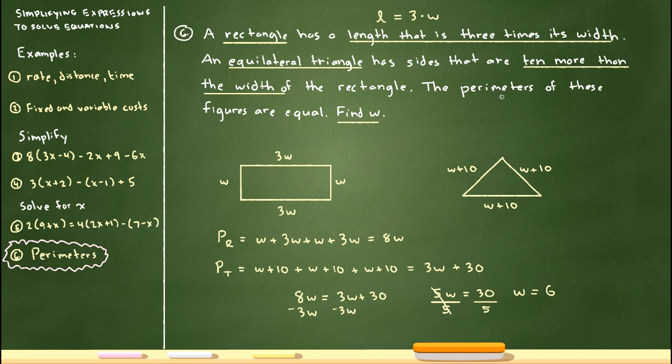Now, it didn't ask us to find the perimeters of the figures. However, it very well could have, because once we find W, then it is possible to find the perimeters of the figure. Okay, so that's going to do it for this video, simplifying expressions to solve equations.